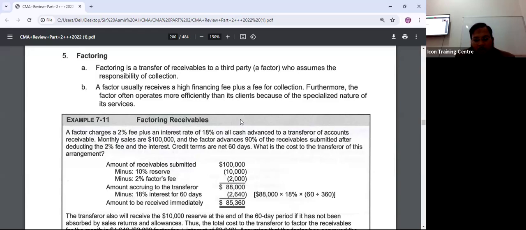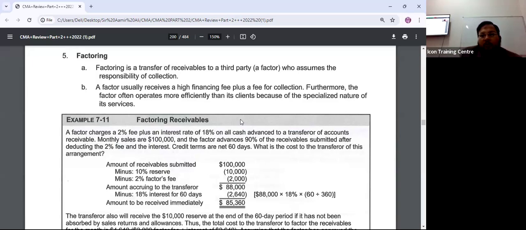Is this clear? Now you are selling your receivables worth $100,000. Now the bank will hold this 10% as a reserve with them. And they will also charge a 2% fee, which is 2,000. So the amount after the transfer is 88,000. And they further deduct the interest because the bank charges interest. So they will give you 85,360 immediately, right?